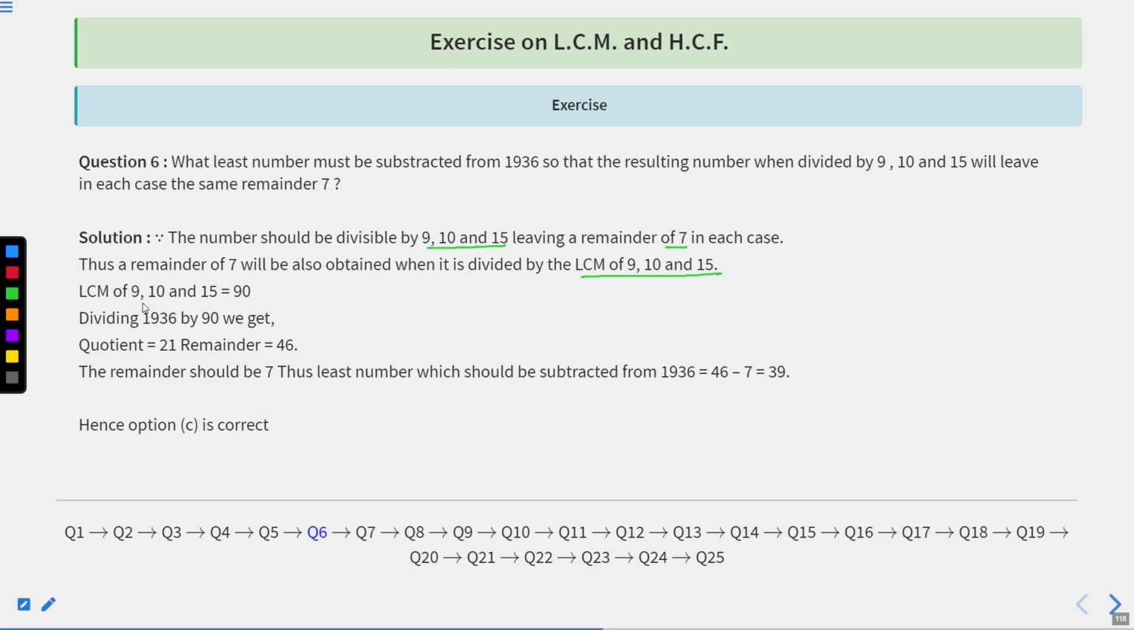So the LCM of 9, 10 and 15 is equal to 90, and when you divide the given number 1936 by 90, we get quotient equal to 21 and remainder equal to 46. The remainder should be 7, thus the least number which should be subtracted from 1936 is equal to 46 minus 7, that is 39. So the correct option here will be option number C.